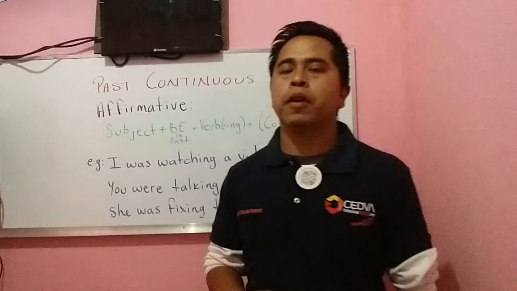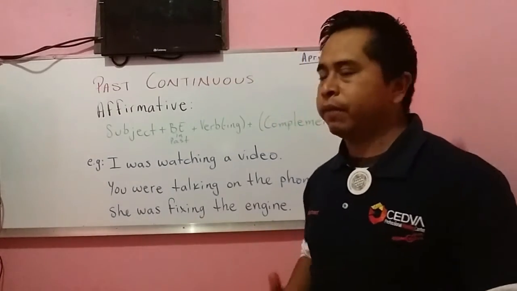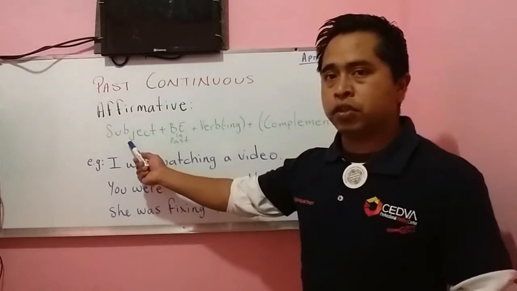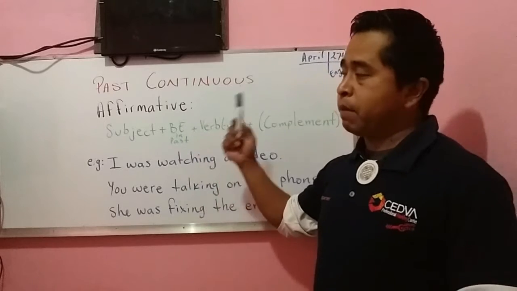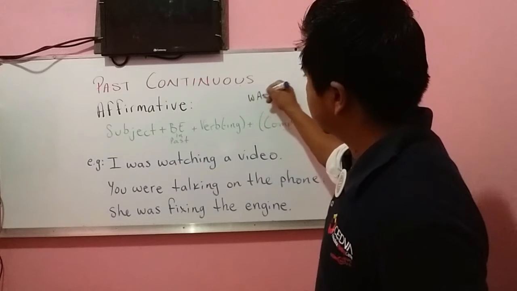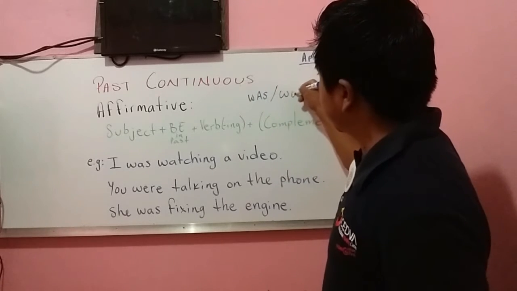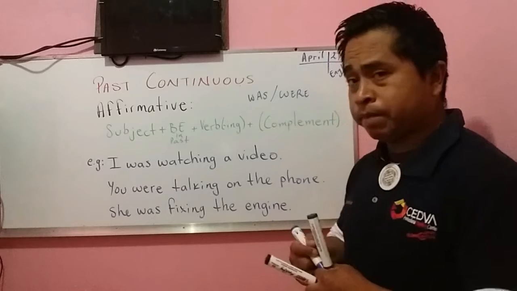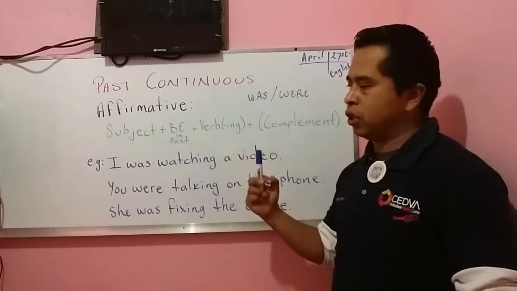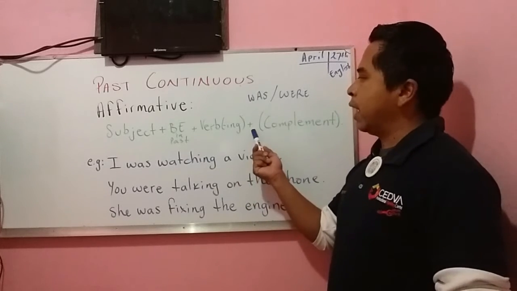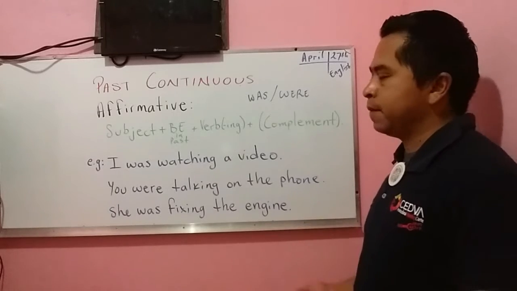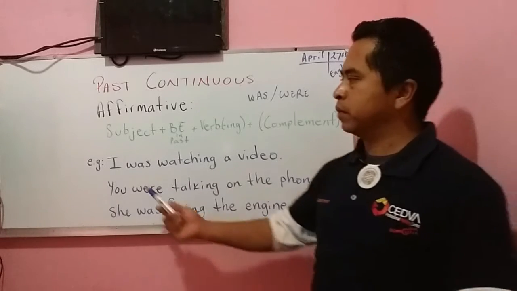So wait a little. Okay, now I have here my first case, which is the affirmative one, and which structure is the following. Subject plus verb to be in past, which is was or were. Okay, remember was and were. Okay. Then my verb in gerund or ing. Okay. And finally my complement, which is not always necessary. Okay. So I'm going to show you some examples.